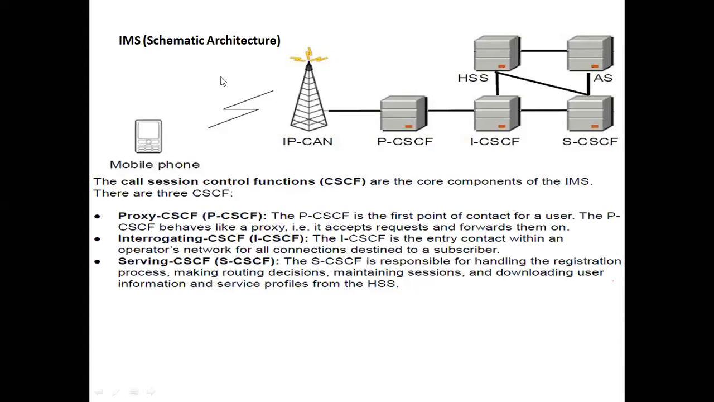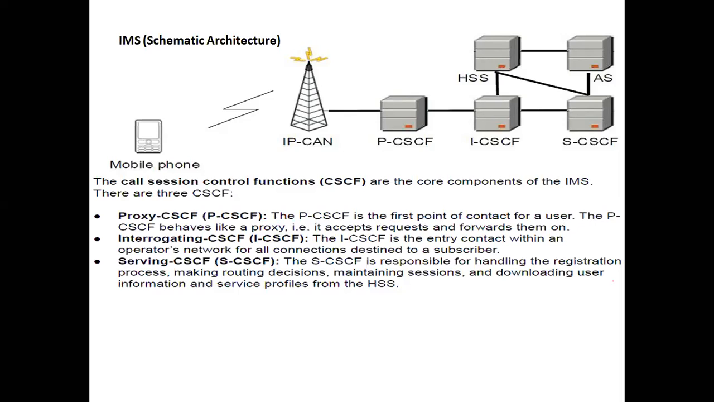In the IMS core, the proxy CSCF is the first point of contact for the user. In the previous attach for IMS, we asked the network to tell us the IP address of the P-CSCF, which could be IPv4, IPv6, or both. The P-CSCF behaves like a proxy. It accepts the request and forwards it to the respective I-CSCF.